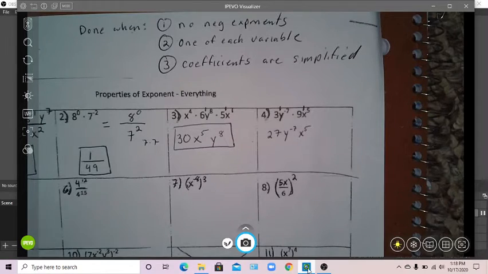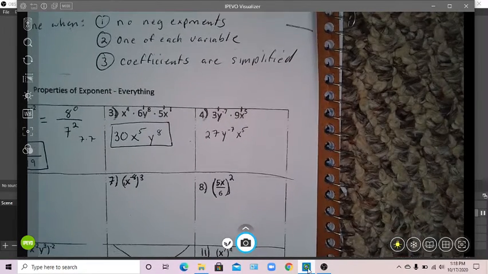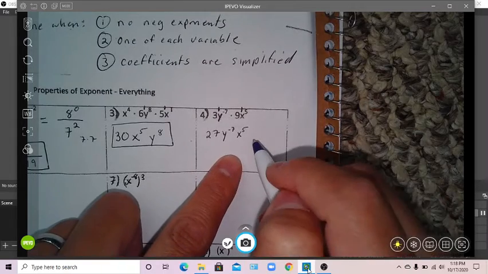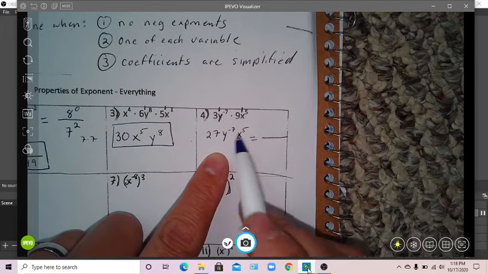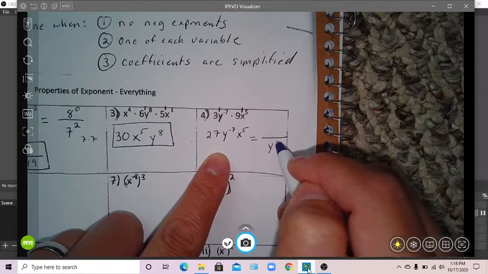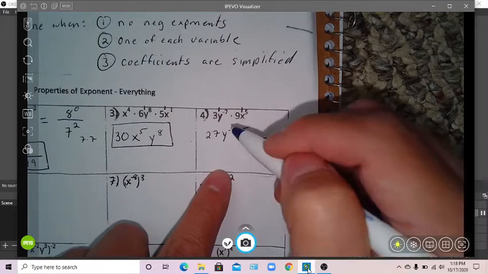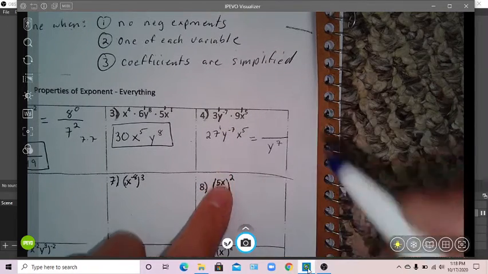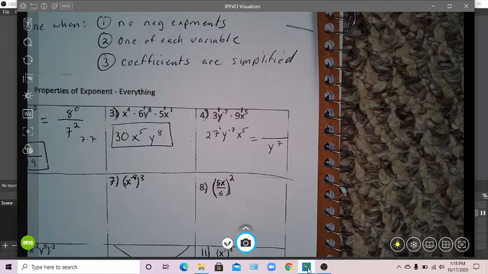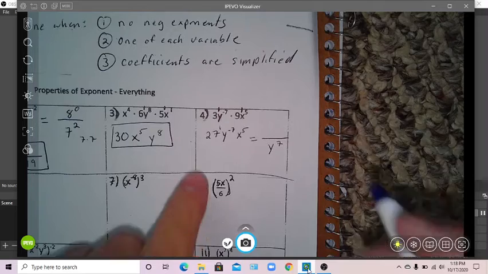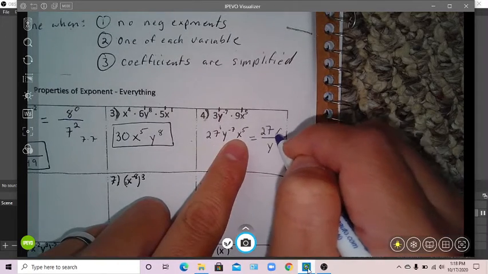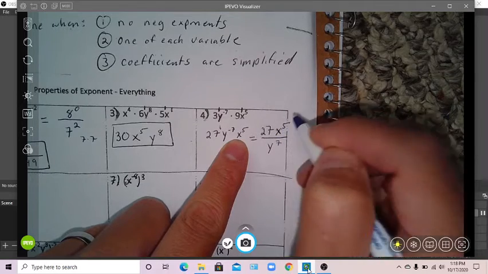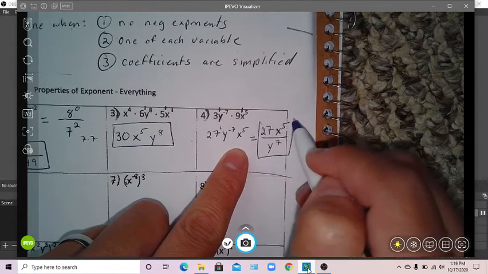Alright, so now after I've multiplied those together, what I'm going to do now is take care of this negative. Okay, so I'm going to rewrite it as a fraction. That y to the negative 7, that's going to go to the bottom. Y to the positive 7. This 27 here has a 1 exponent on it, so that's just a 27. Okay, so the 27 has a positive exponent, so does the x. Okay, so 27 will stay in the numerator, 27, and then x to the 5. Okay, and this is the simplified form.